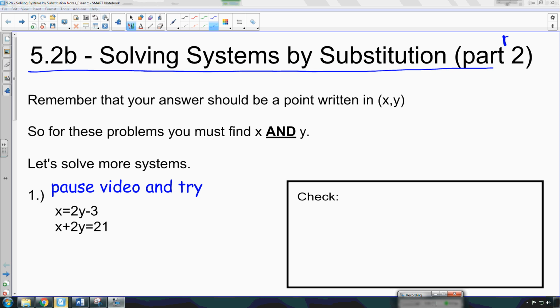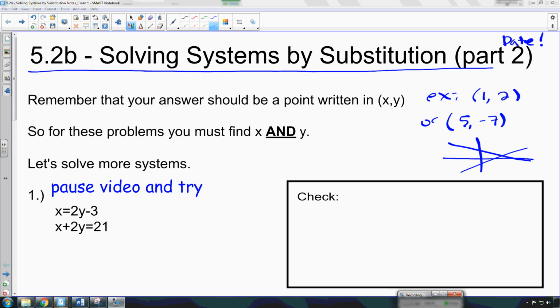So make sure you put the date here that you're taking the notes. And your answer will always be a point, an x and a y. So for example, your answer could be 1, 2, or your answer could be 5, -7. These are the types of things. And really just tying it back into what we were doing in the last section, that answer is the point of intersection. So this point of intersection, for example, is your answer. And your answer also will be able to plug back into your original equations and be true, be accurate.